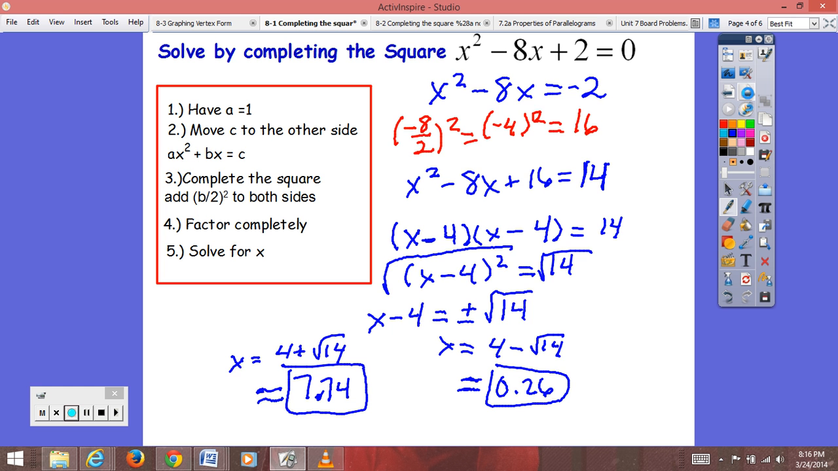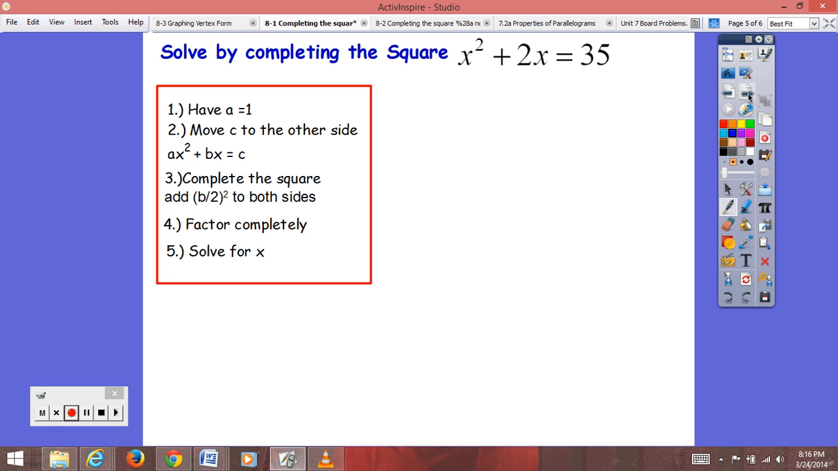Okay, and one more example. Right here again, step 1, have a equal to 1, which we do. Move c to the other side. It already is over there, that 35. So we can go straight to adding b over 2 squared to both sides.